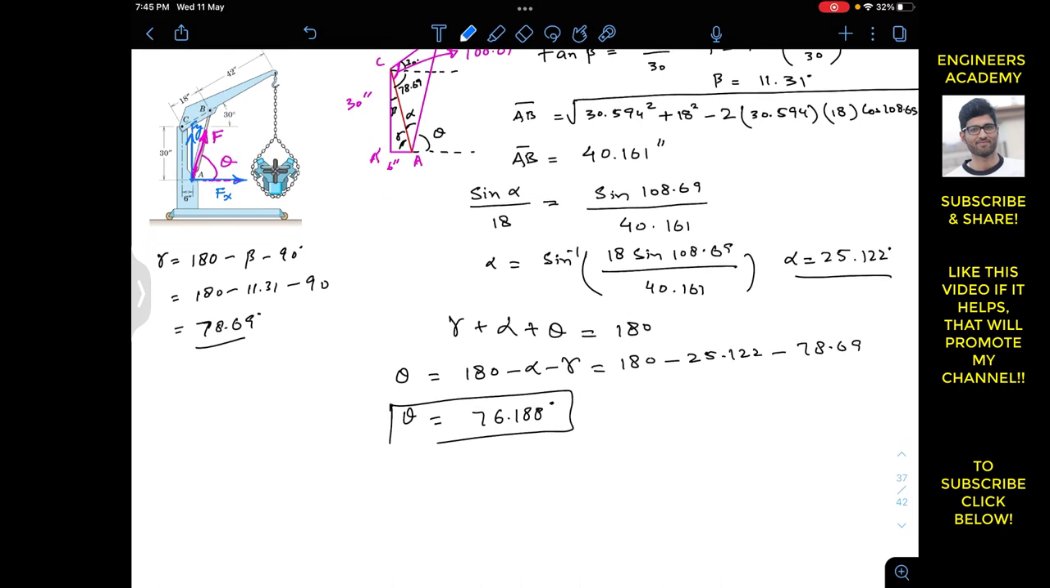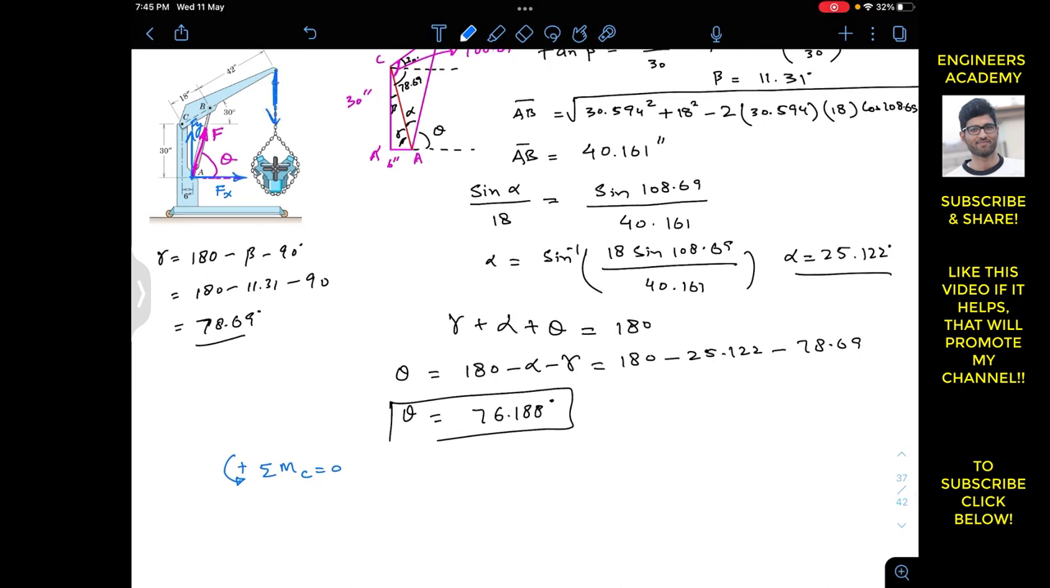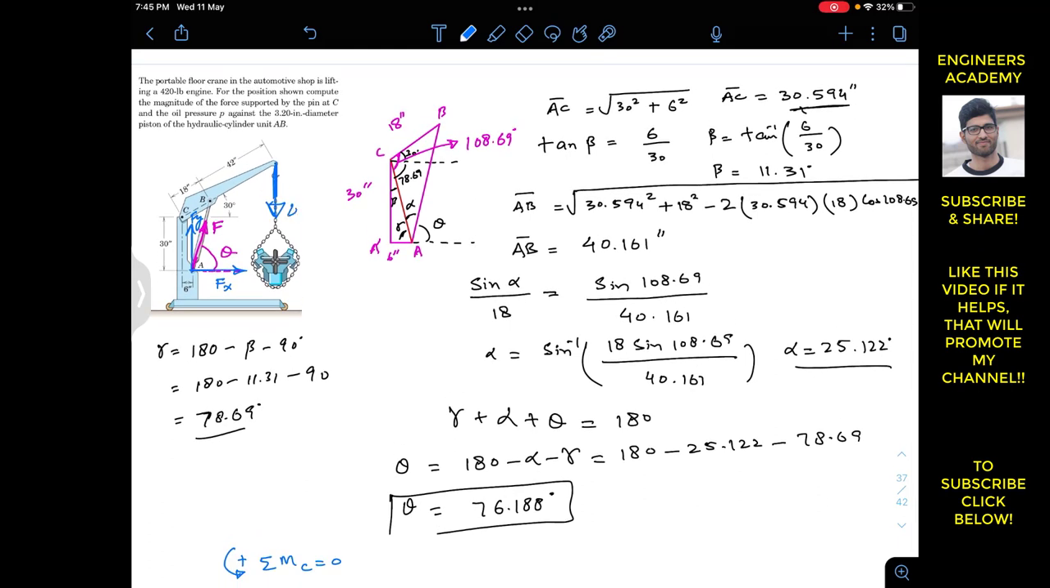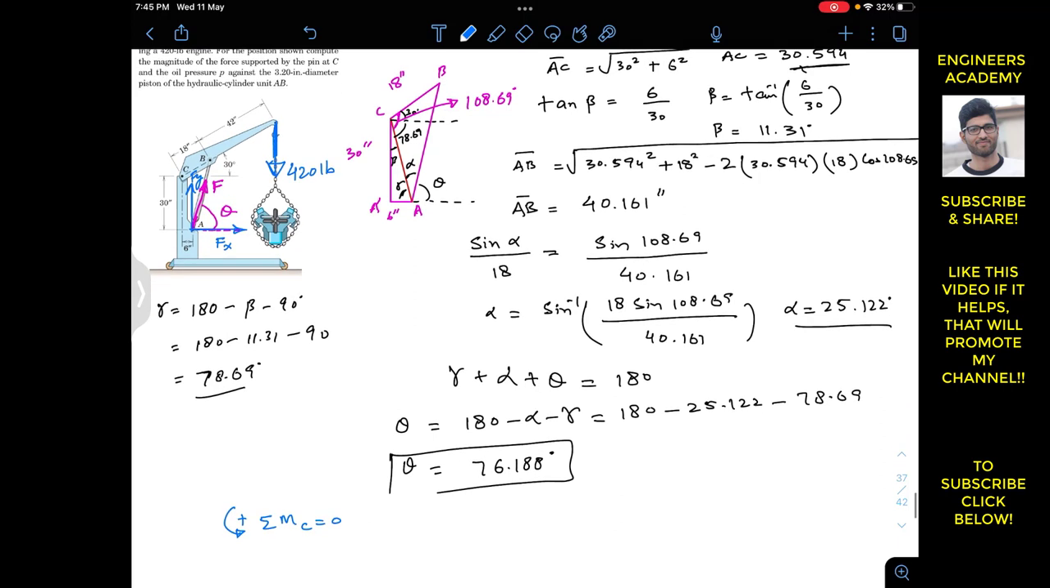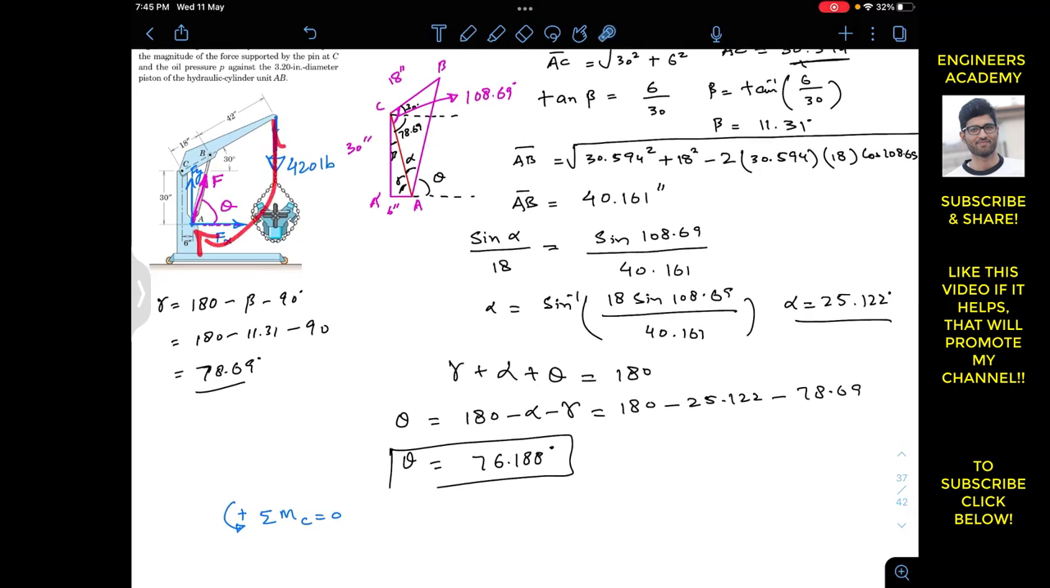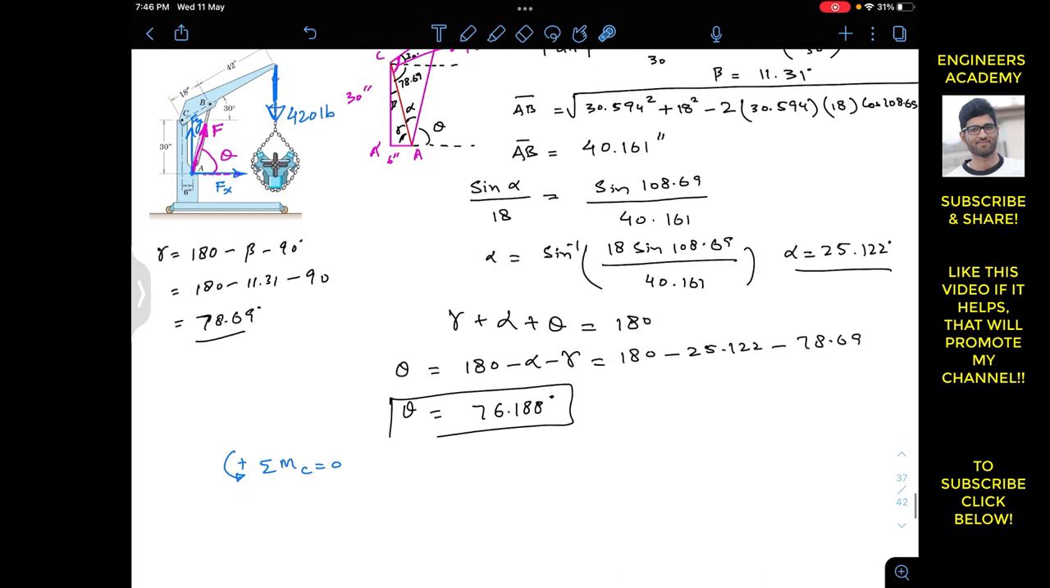The summation of the moment about point C is equal to zero, since the system is in equilibrium, and the counterclockwise moment is assumed to be positive. As we can see, this weight is 420 pounds. It is going to produce a clockwise moment about point C, and its perpendicular distance from point C is the cos component of this length. If we consider this triangle, this will be the perpendicular distance, 18 plus 42 cos of 30. So we write minus 420 times 18 plus 42 cos of 30 degrees.